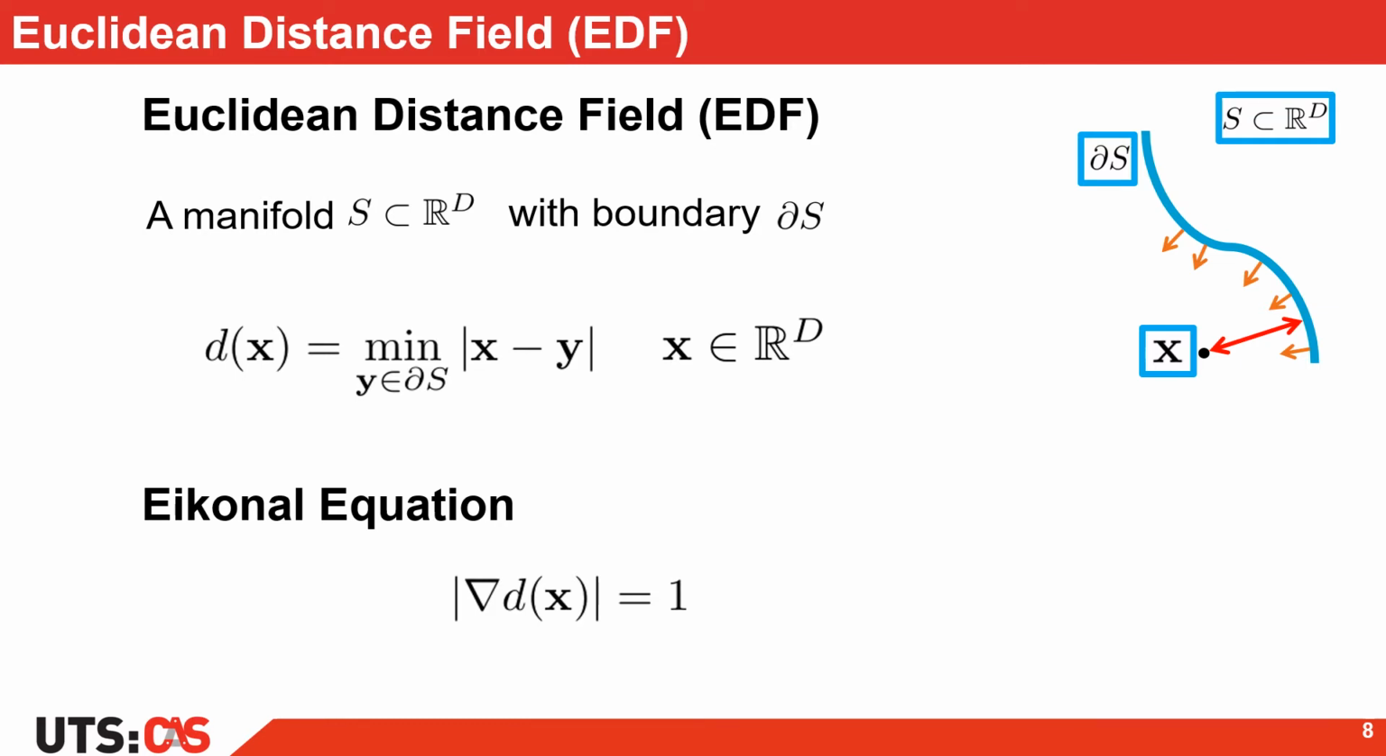If we want to have the EDF mathematically, we have to solve the eikonal equation. The aim of this paper is to use sparse measurements of points on the surface to reconstruct the surface, partial S, and also to estimate the distance field.